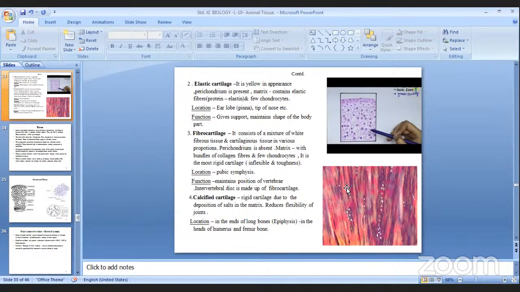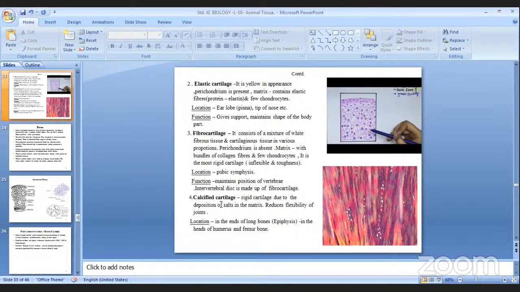And the matrix consists of bundles. See here, the bundles, they're not individual like here. They're present in bundles. And if it is in bundles, that means it is collagen fibers. Okay. Then you see where they are present: they maintain the position of the vertebrae. I've told you this, right?